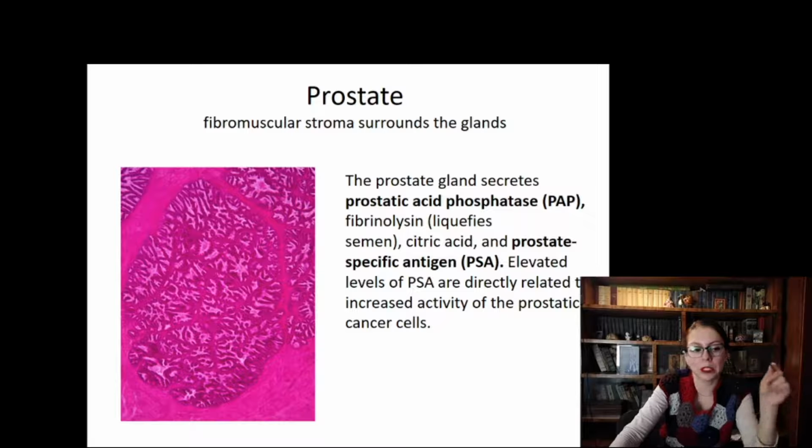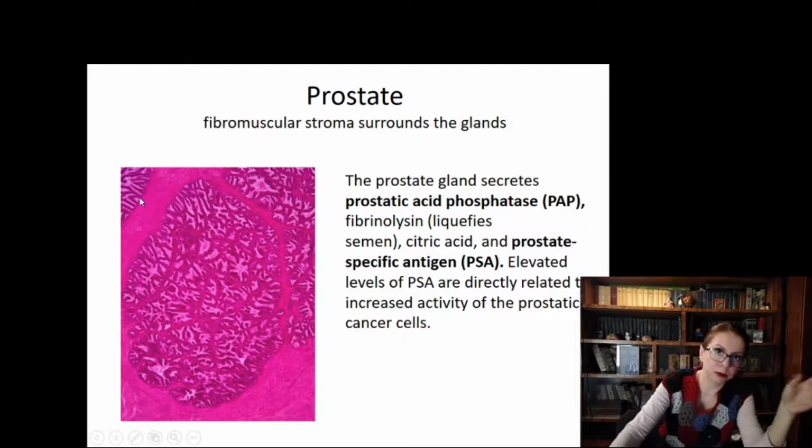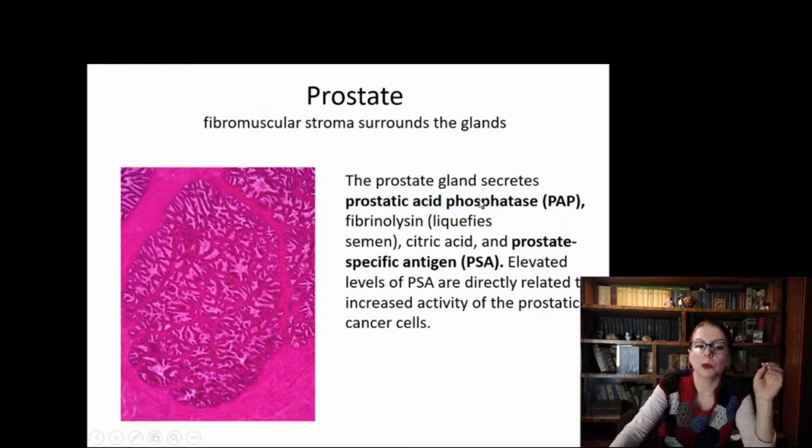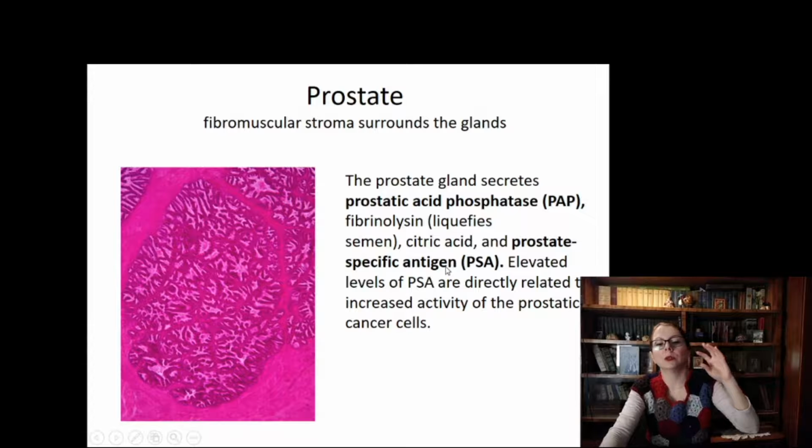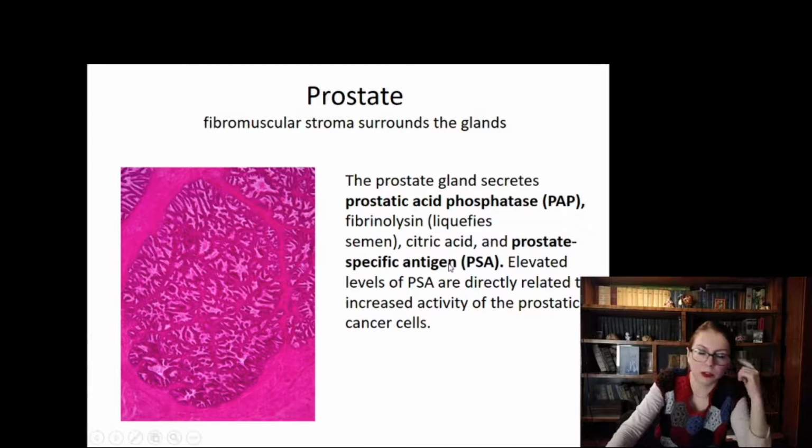Yeah? In case of prostate, in the peripheral group, the largest group of glands is separated into lobules by the smooth muscle cells. So what does it produce? Prostatic acid phosphatase, fibrinolysin, which liquefies the seminal fluid. Citric acid, helping to create the microenvironment in pH, and prostate-specific antigen. And we highlight especially prostate-specific antigen, just remember this is very important, and prostatic acid phosphatase.